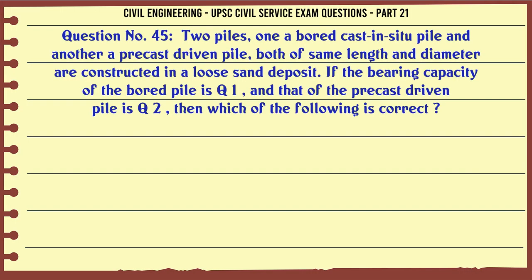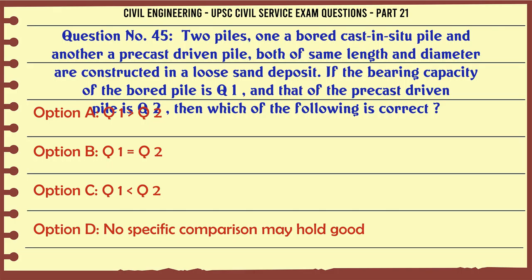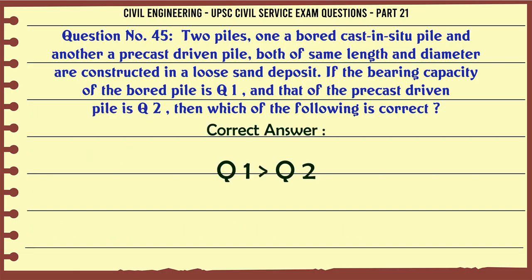Two piles, one a bored cast in situ pile and another a precast driven pile, both of same length and diameter, are constructed in a loose sand deposit. If the bearing capacity of the bored pile is Q1 and that of the precast driven pile is Q2, then which of the following is correct? A. Q1 < Q2, B. Q1 > Q2, C. Q1 = Q2, D. No specific comparison may hold good. The correct answer is Q1 < Q2.